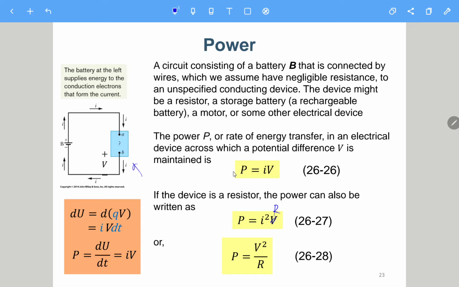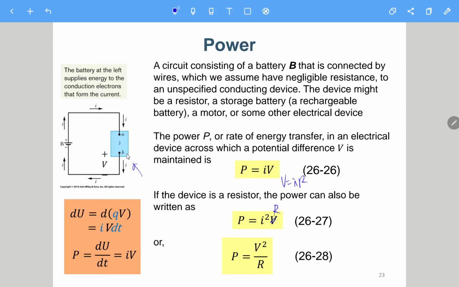For example, if we have V equals IR, and then plugging into here, we have I squared R. Or if we plug in I equals V over R, then we have V squared over R equals P, like this. So this is the power consumed by the resistor.